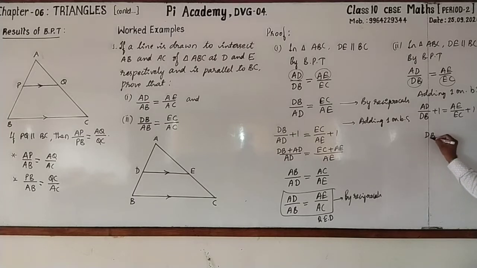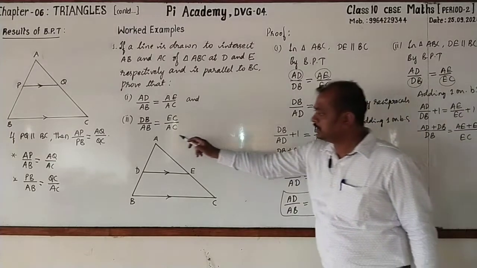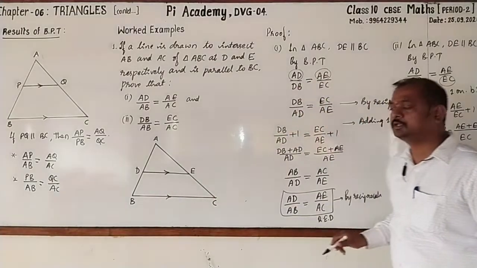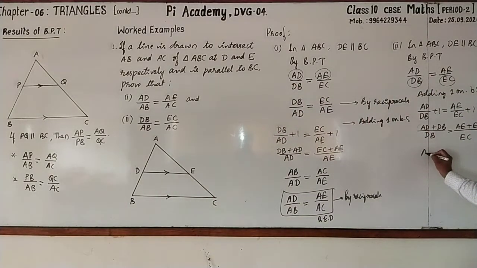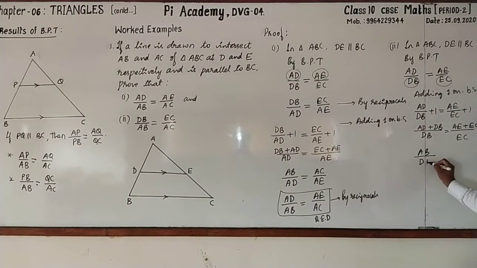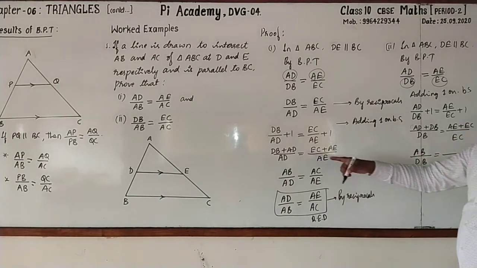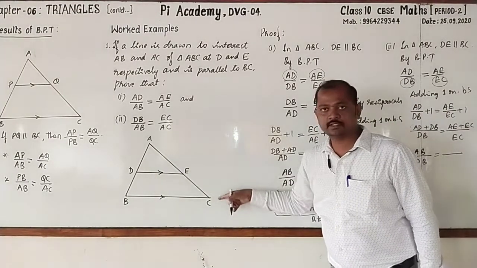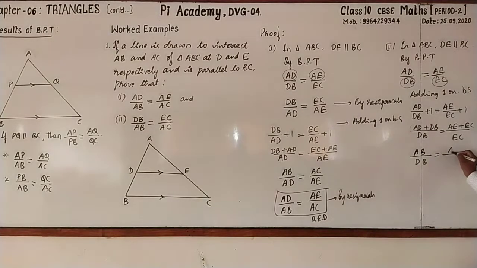Then DB is the LCM. You will get AD plus DB. Next here, EC is the LCM. You will get AE plus EC. Right? What is the sum of these two? AD plus DB is AB. AB by DB is equal to AE plus EC. It is AC. AC by EC.